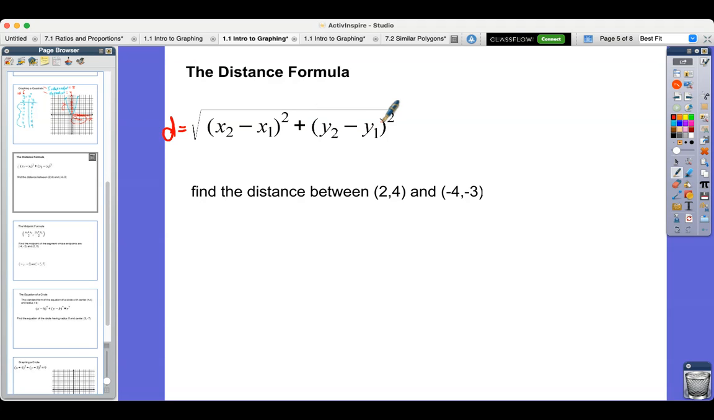Best thing to do is just write it down. The great thing about formulas is that you just plug things in and they work. That's what you're trying to do. The hardest thing, I guess the most difficult thing to remember, is what is x1, what is x2, what is y1, what is y2.